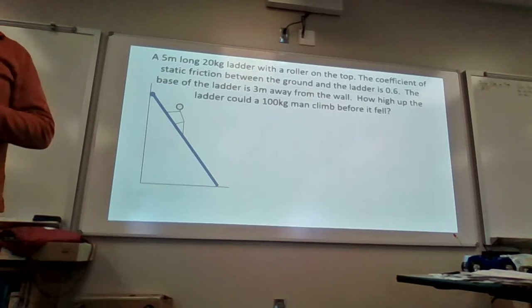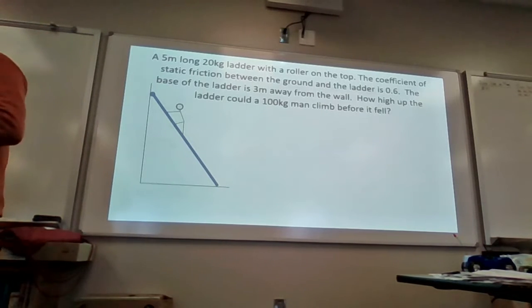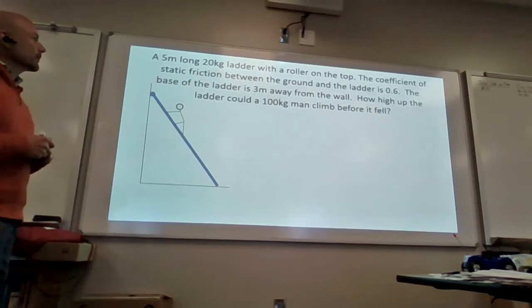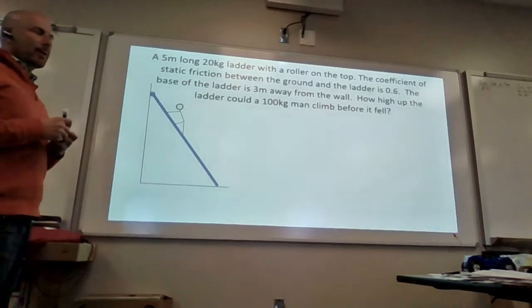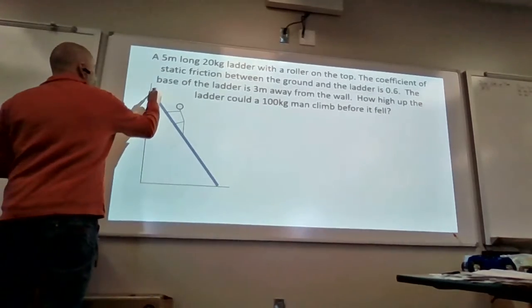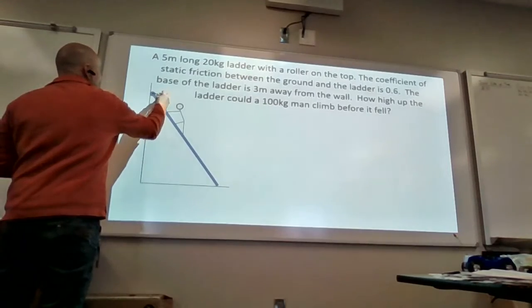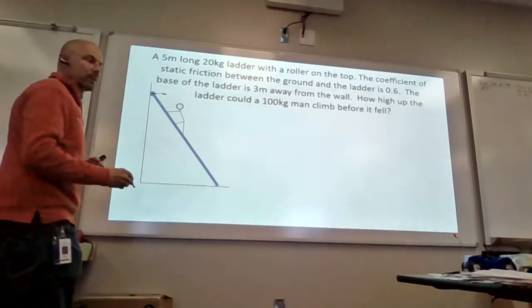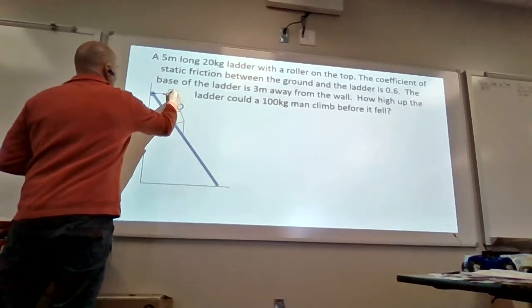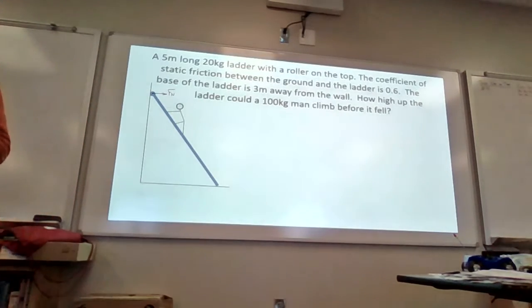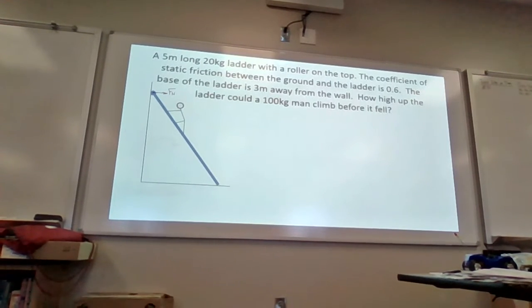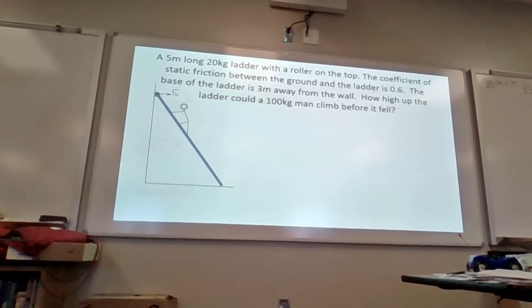Anytime you have a roller, what this does is you only provide one force going this way, just a normal force. There's no friction. Does that make sense? So when you see a roller, you should be happy because there's only one force that's perpendicular. It's just a normal force.